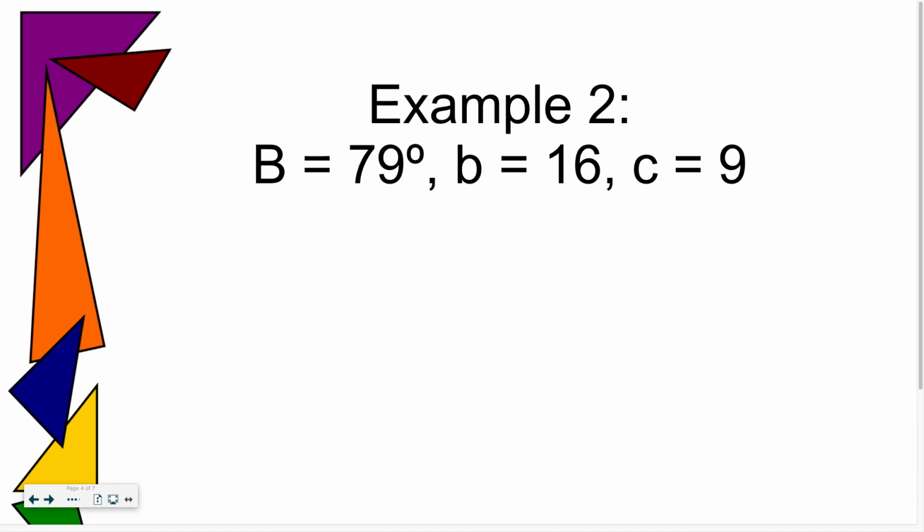Now just looking at the things provided, I know it's two sides and an angle. So I guess I'm kind of deciding between side angle side or side side angle. If you draw out the triangle, you'll be able to see pretty clearly it's a side side angle, because the angle is not in between the two sides.